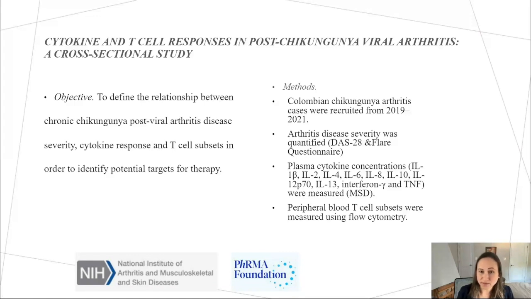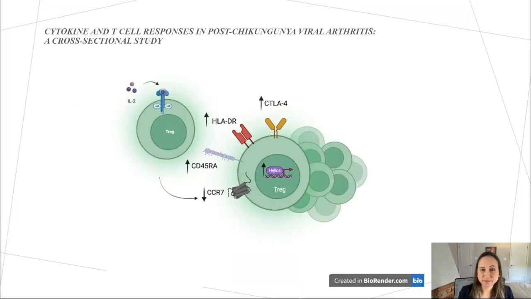We assessed arthritis disease severity, and we also measured cytokines and measured peripheral T cell responses. And this is what we found. We found in general that the patients with chikungunya arthritis had low interleukin-2 levels, but in those who had a little bit higher interleukin-2 levels, that it appeared to cause an expansion of regulatory T cells and an expansion of activation markers of regulatory T cells.